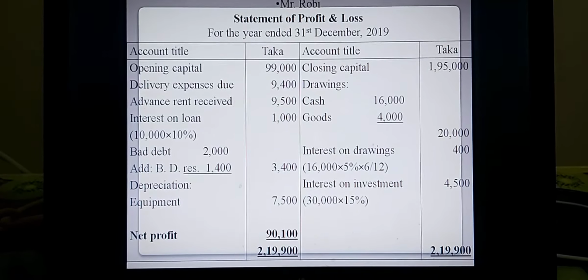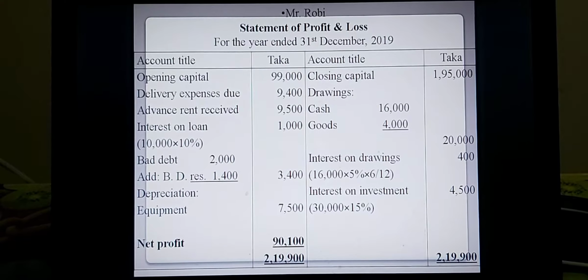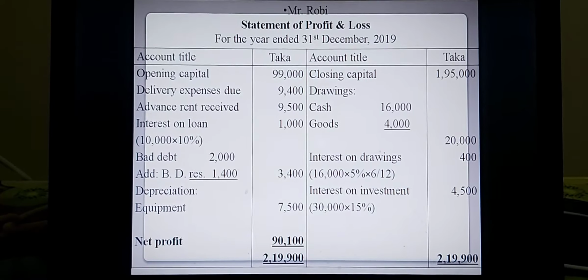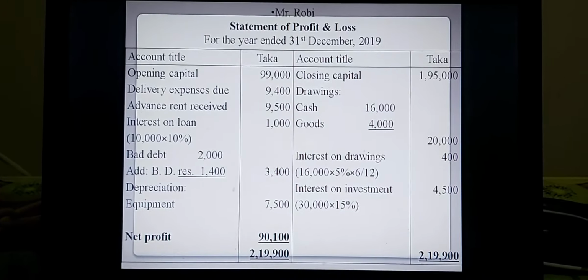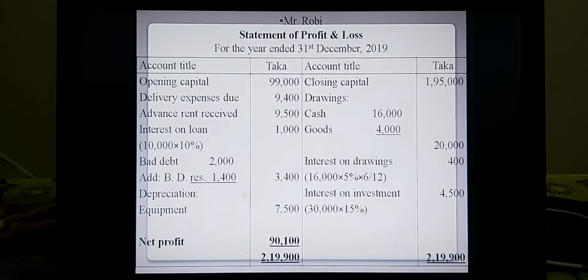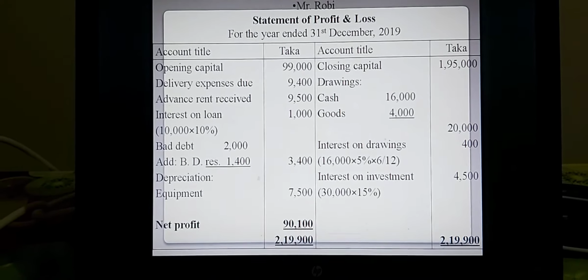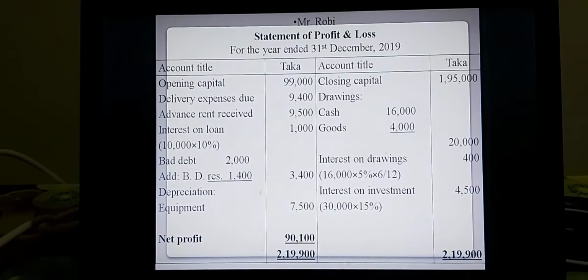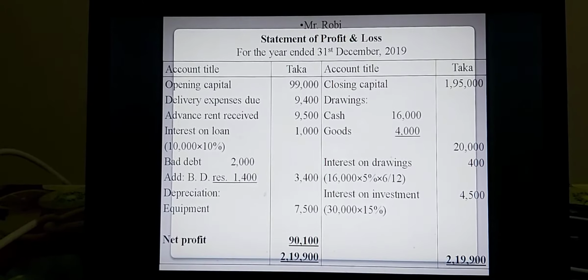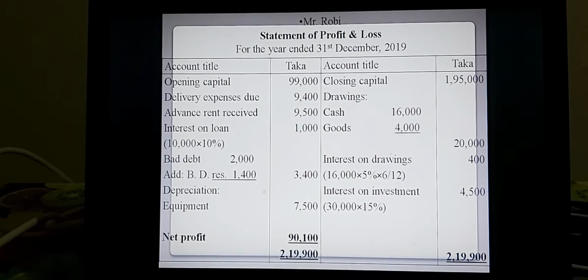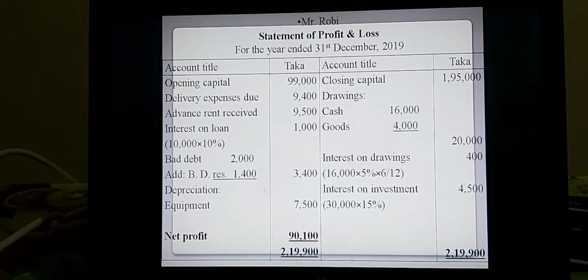On the right side, you have to write the following items which are shown in the statement of profit and loss. You know, from the rules and regulations of single entity system, you have to write on the right side of the statement of profit and loss: first closing capital, and then drawings, cash drawings, goods drawings, other information or other personal expense of owner, then interest on drawings, then interest on investment, then advance expenses, then accrued income. But in this stem, totally 4 items are available.